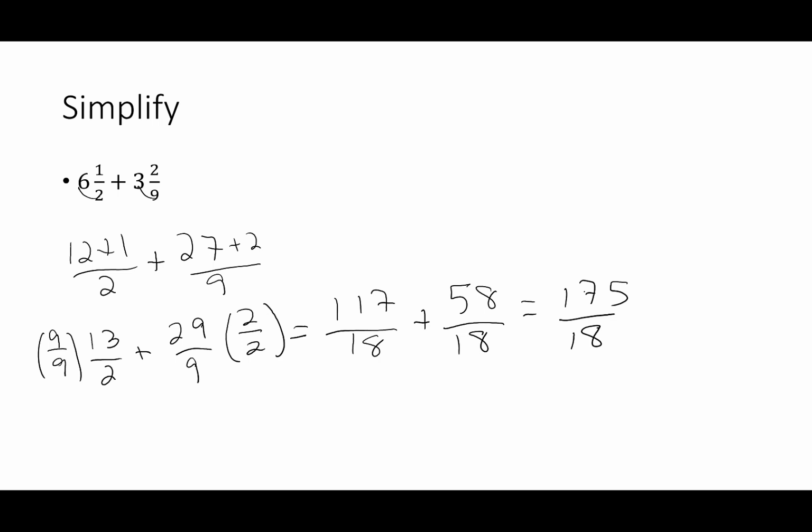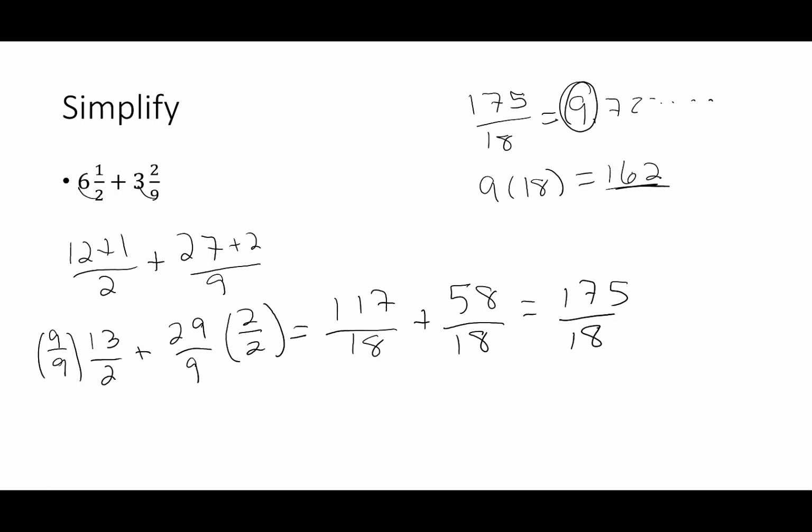But if it asks you for a mixed number, then we're going to have to figure out what this looks like. So you need to do 175 divided by 18. I do 175 over 18 in a regular calculator, and it says 9.72, something like that. So you can see the 9 part. That's important. So I'm going to look at what 9 times 18 is. 9 times 18 is 162.